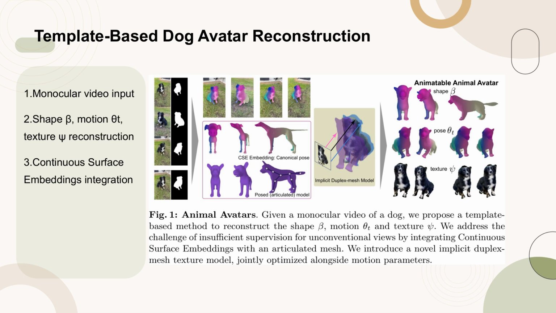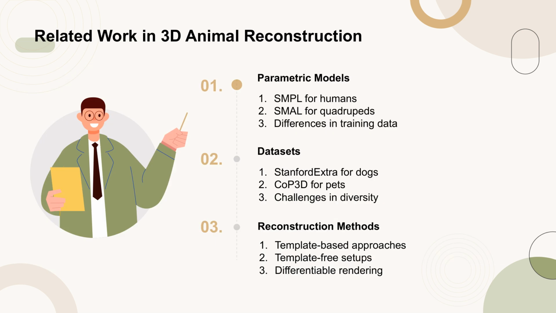diverse appearance details. In the field of 3D animal reconstruction, several parametric models have been developed. The SMPL model for humans is trained on real 3D scans, while the SMAL model for quadrupeds is trained on toy animal scans. These models differ significantly in their training data and expressiveness. Regarding datasets, Stanford Extra provides dog images with annotations, but lacks diversity. COP3D, on the other hand, offers a more extensive collection of pet videos with high viewpoint variability.